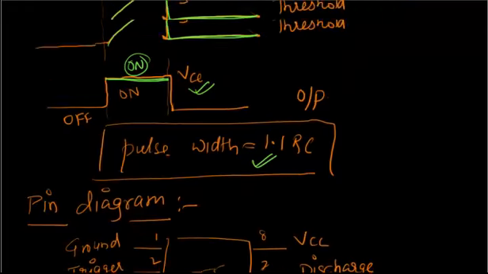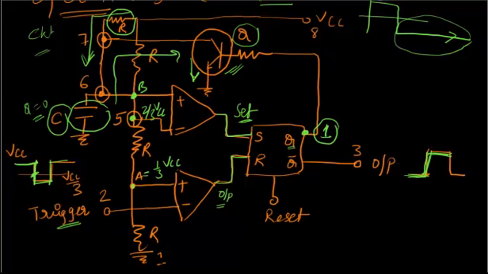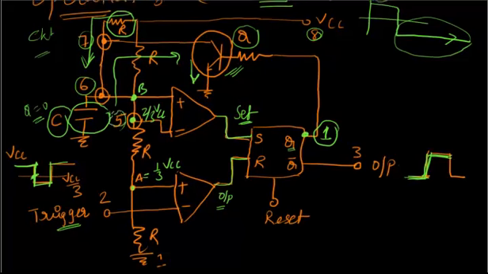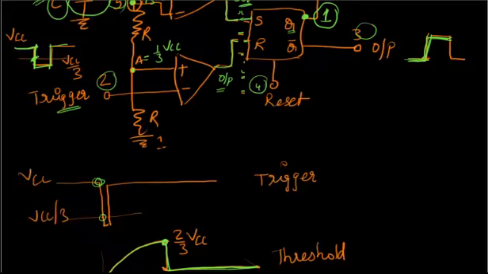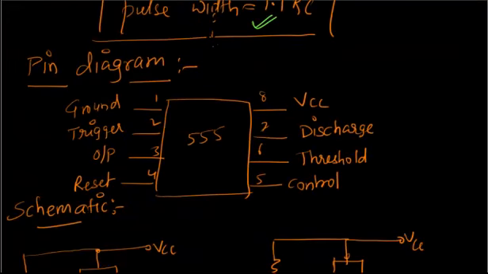Now see here, I have also marked these numbers: 8, 7, 6, 5, 2, this is 3, this is 4. These are nothing but the pins of the 555. So I'll show you the pin diagram. This is the pin diagram of a 555 timer.